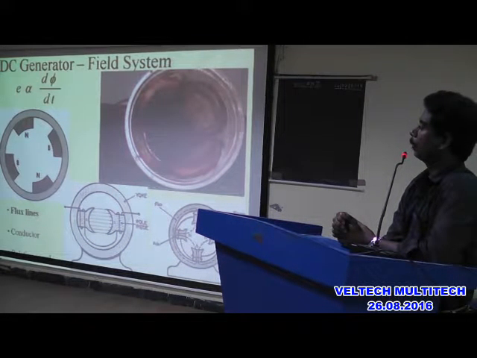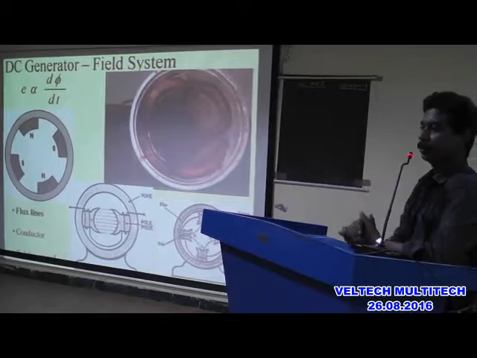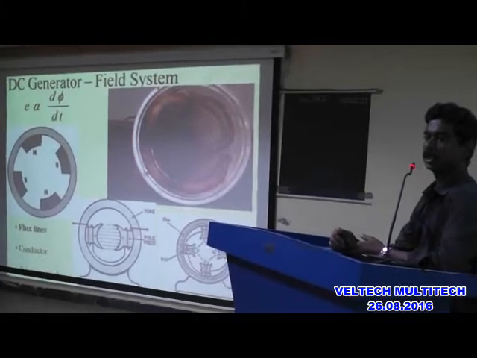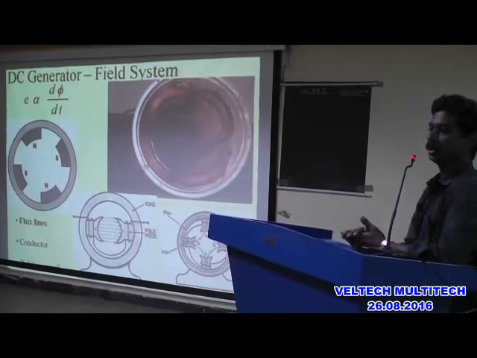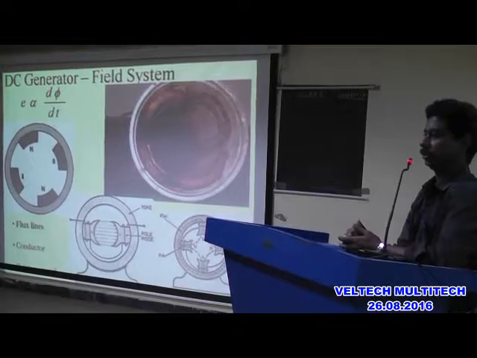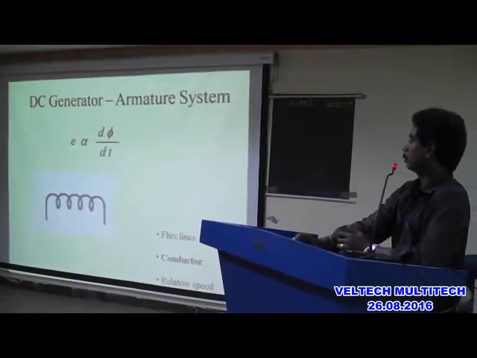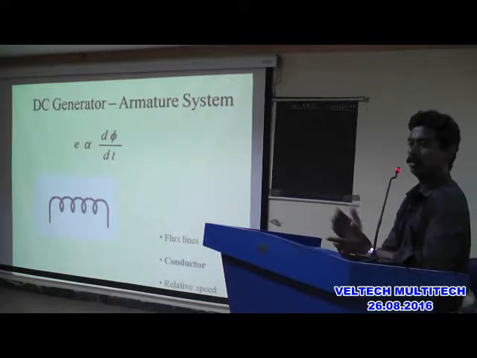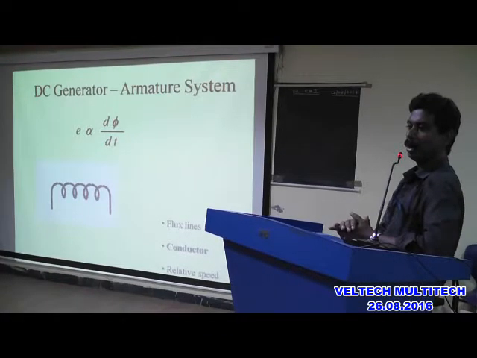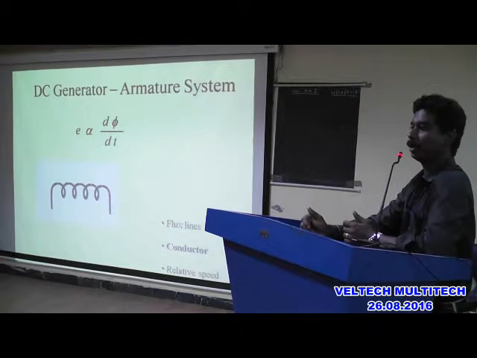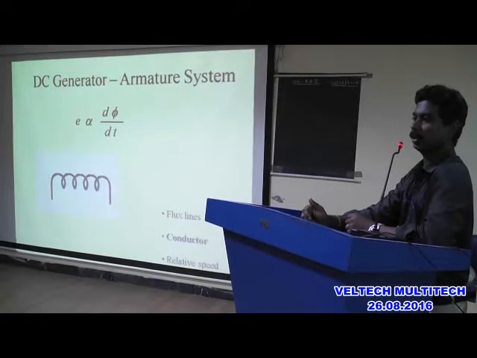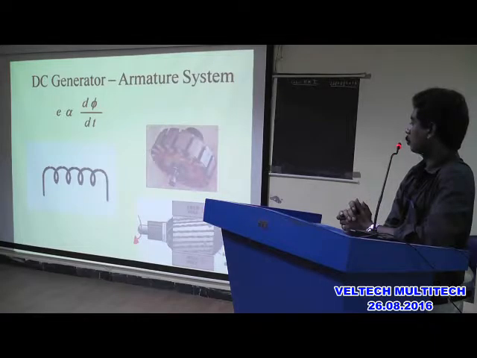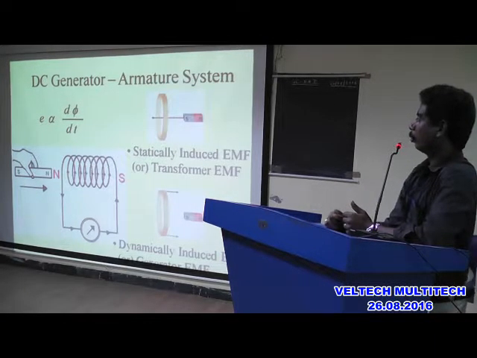So for example, which one is main? That is important for flux line. Which is responsible for flux line in DC generator? Field system. Okay, so field system is a stationary part in the DC generator. So field system is responsible for producing flux. Okay, then second one is conductor, important thing, conductor. So which one is going to act as a conductor in DC generator? Armature. Okay, armature is the rotating part. Field system is the stationary part in case of DC generator.